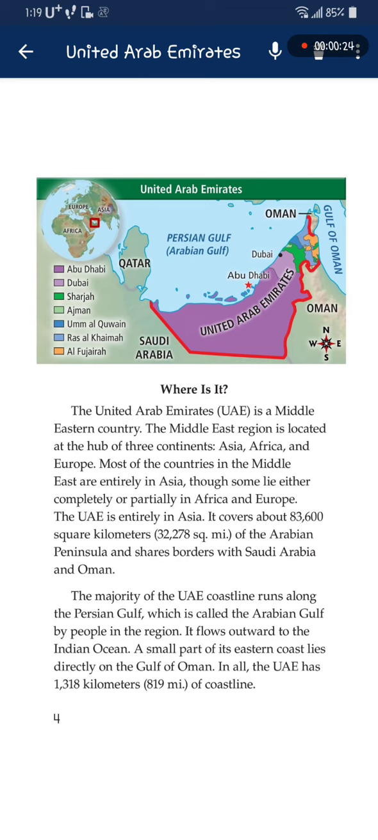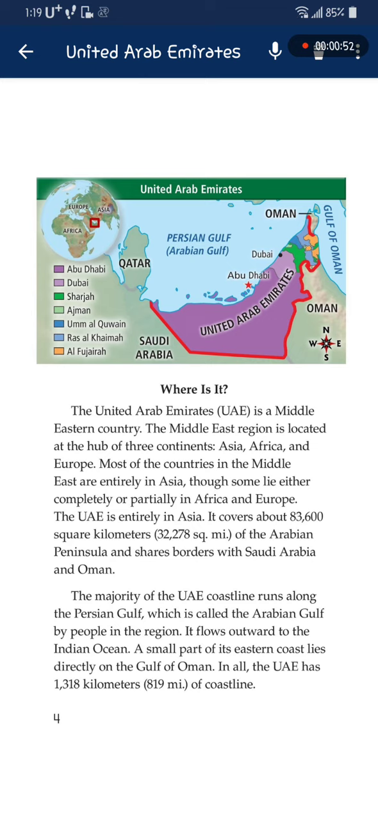Most of the countries in the Middle East are entirely in Asia, though some lie either completely or partially in Africa and Europe. The UAE is entirely in Asia. It covers about 83,600 square kilometers of the Arabian Peninsula and shares borders with Saudi Arabia and Oman.